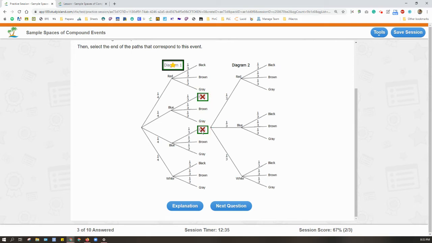So don't make a silly mistake. Blue sweater right there and a black pair of shoes. So these two ends represent a black pair of shoes with a blue sweater. Had we chosen, say, this black, that would have been a black pair of shoes, but with a red sweater. So that would not work. This also would have been a black pair of shoes, but with a white sweater. So don't make a silly mistake.